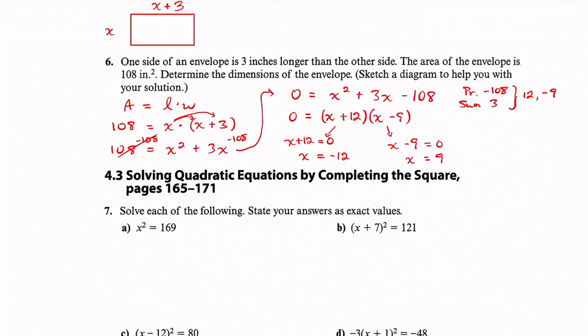Now looking at those two answers, x equals -12 and x equals 9, because this was an applied question, we got to think about what we actually found. So if x equals -12, remember x was the length on our envelope, so x can't equal anything negative. So we're going to have to cross that out and say that's extraneous. But the x equals 9 we can have. So I know this one side is 9, and then to find our other dimension here, the width, we're just going to put a 9 in for x, so it's going to be 9 plus 3, and we'll get 12. So our dimensions are going to be 9 by 12.